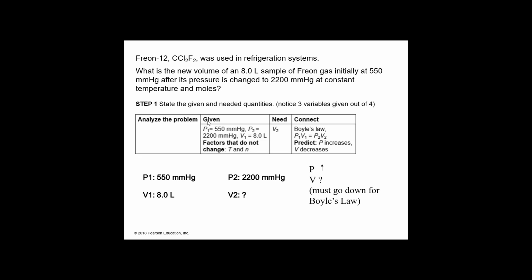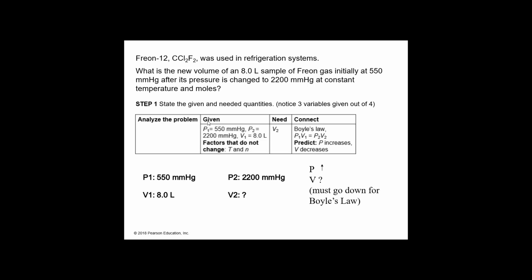So here's another problem. Freon. What is the volume of an 8-liter sample of Freon gas initially at 550 millimeters mercury after its pressure is changed to 2200 millimeters mercury at constant temperature and volume and moles? So here we have pressure again and one volume. Same units, 3 variables. So we need to get the answer for V2.